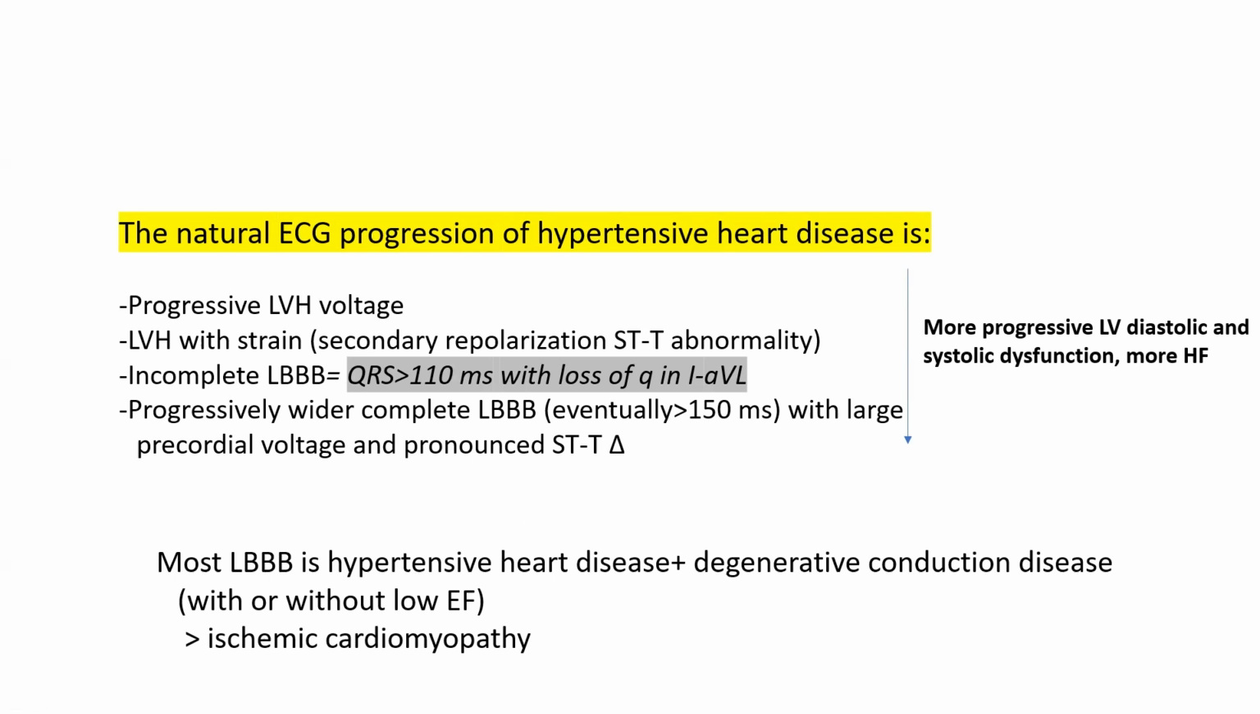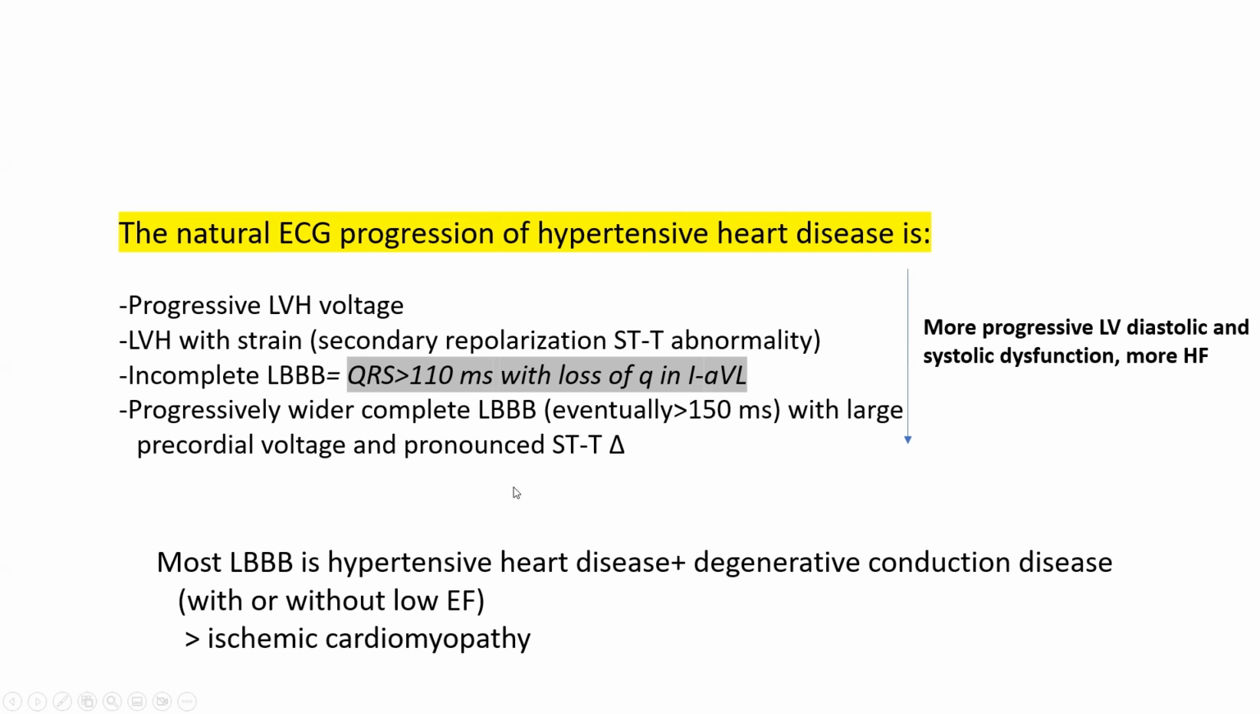Now, I want you to know most left bundle branch block is a reflection of underlying myocardial disease, unlike right bundle branch block, which is most often a pure conduction disease. Most left bundle branch block is reflective of underlying myocardial disease, and the most common one is not ischemic. The most common one is a hypertensive heart disease combined with some degenerative conduction disease, with or without low EF eventually. The wider that left bundle, especially over 150, the more likely you are to be at a stage with low EF. More than 180, it's highly likely that you have low EF at that stage.